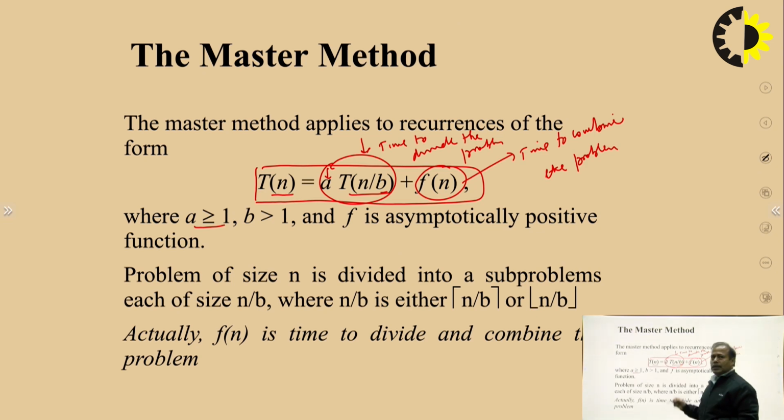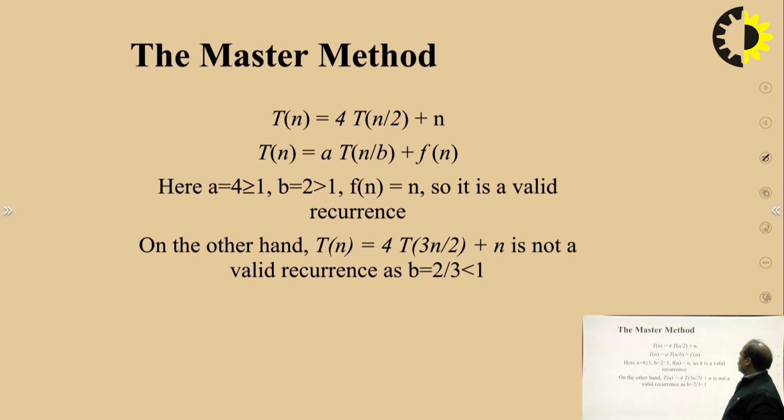So a is greater than or equal to 1 and b should be strictly greater than 1, and f(n) should not be negative, it should be a positive function. The master method has 3 cases. You see, for example, in this situation, a is 4 and b is 2 and f(n) is n.